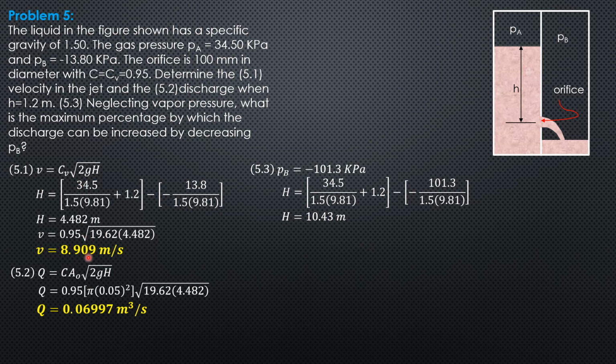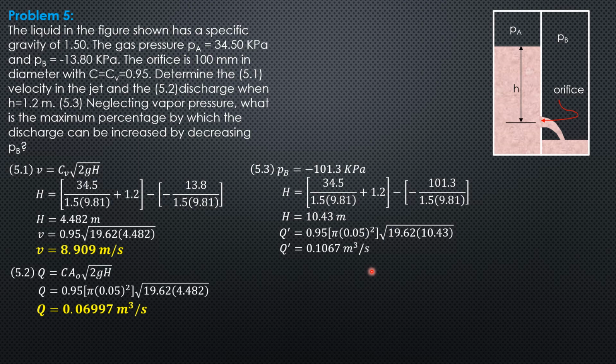Substitute into the formula for Q. Q prime is 0.95 times pi times 0.05 squared times square root of 19.62 times 10.43. So the new discharge is 0.1067 cubic meter per second.